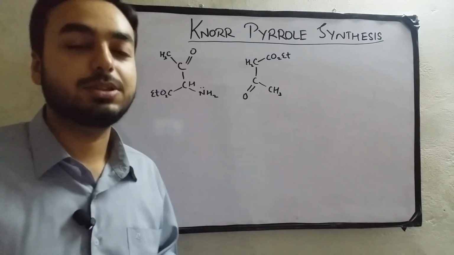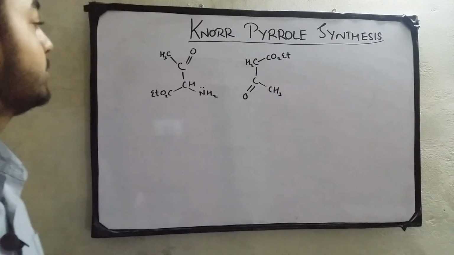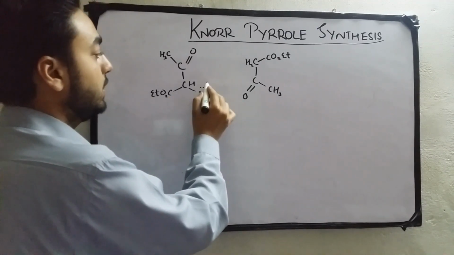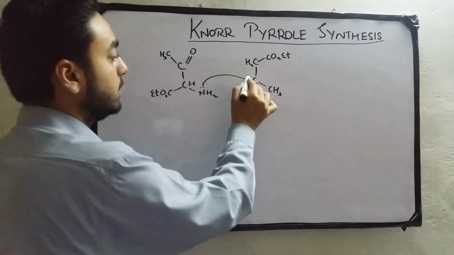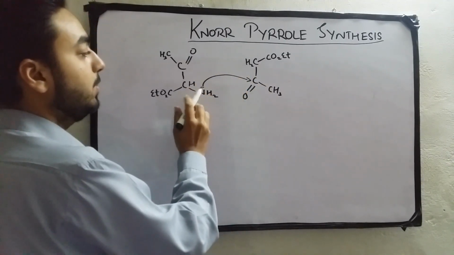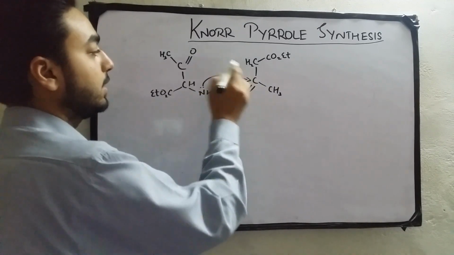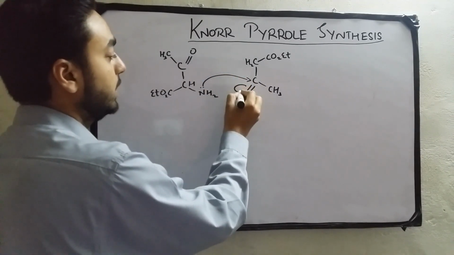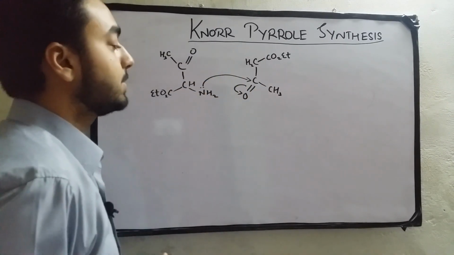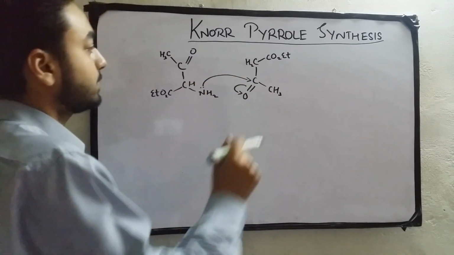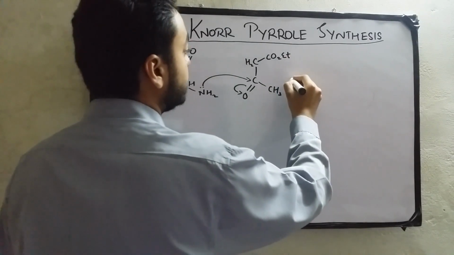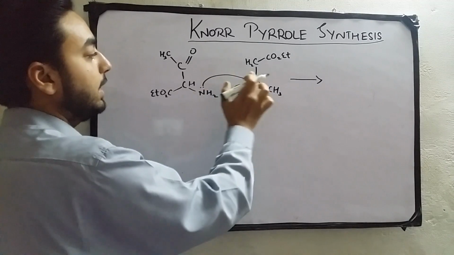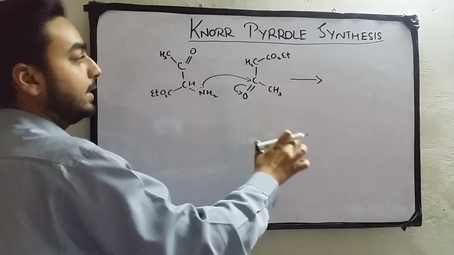as we have mentioned earlier. So this lone pair of nitrogen will attack on this carbon. This lone pair of nitrogen will attack on this carbon, as a result of which this bond will break and shift on this oxygen. So this nitrogen and this carbon will be connected with each other.